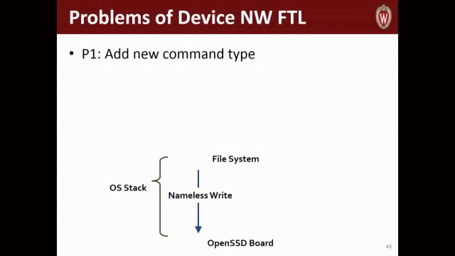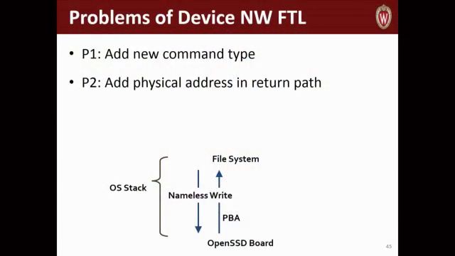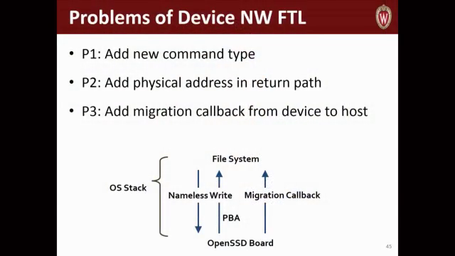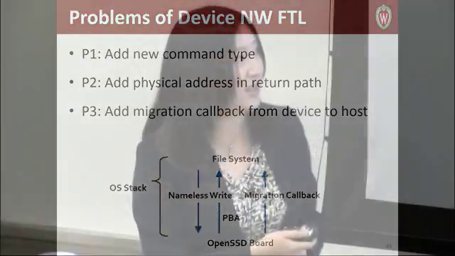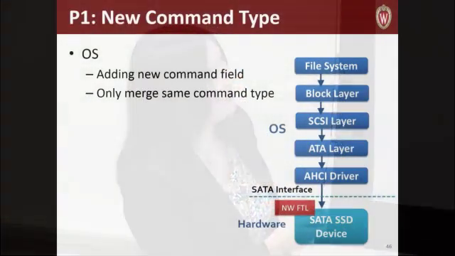So now I'll go to the problems that we need to solve to build a nameless write FTL with the hardware. So the first problem we have is we need to add new command types. And then another problem is that we need to return physical addresses back to the file system. And also we need to integrate the migration callbacks into the interface. And finally, there are some consistency problems. So I'll go over each of these in turn, but maybe quickly for the easier one.